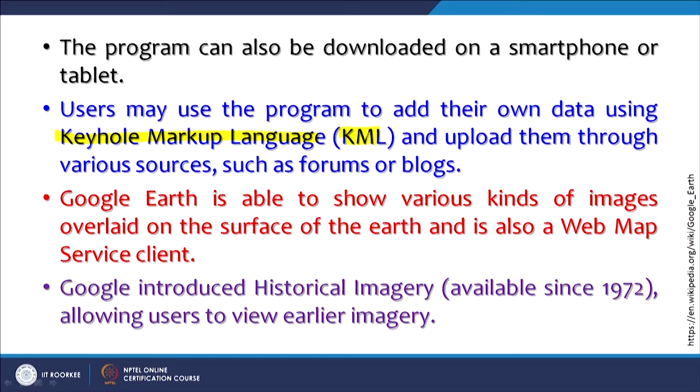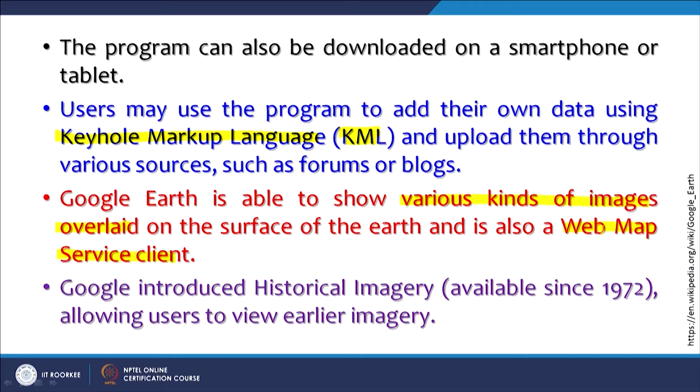So it shows, as I have already mentioned, various kinds of images overlaid on the surface of the Earth, and it is also basically a web map service client. That means if somebody is looking to buy high resolution data sets, you can get the scene indices of different high resolution satellite images, and then order those data sets from the companies who supply the data. That is why it is a web map service client also.